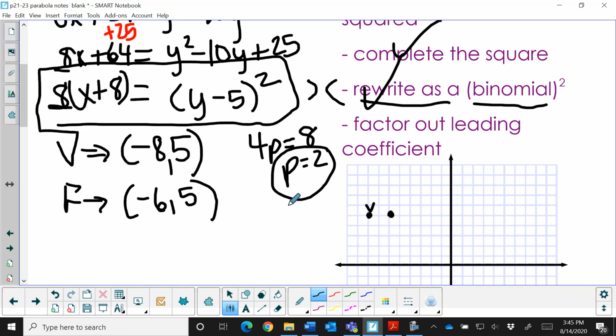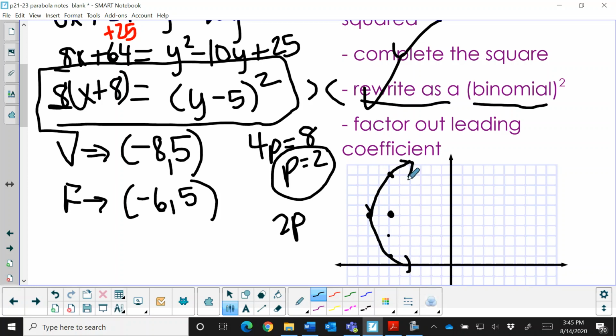And then from the focus, I'm going to draw my 2 points. So I'm going to go 2p in each direction, up and down. So up 2p, 1, 2, 3, 4, another 2p, and there is my parabola.